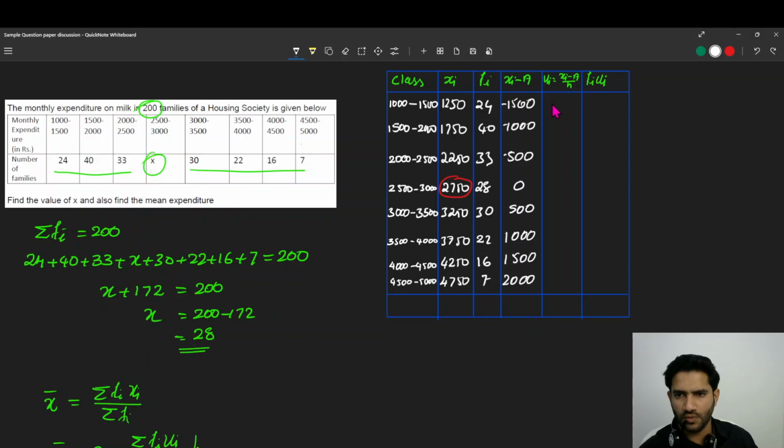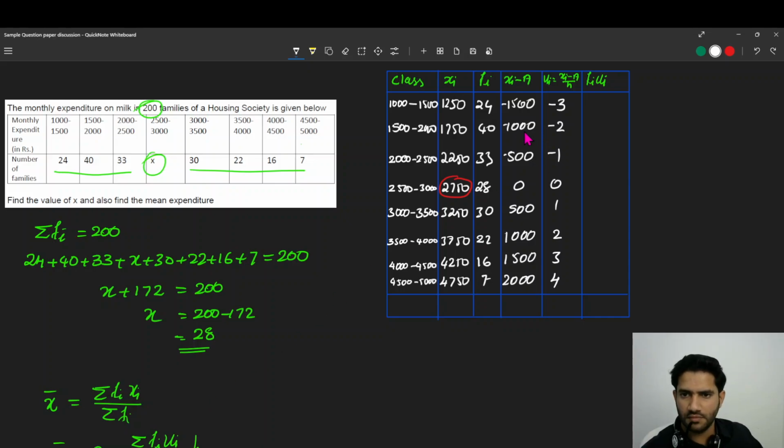So here we'll get minus 3. Look at here, the value is simplified. Here minus 2, minus 1, 0, 1, 2, 3, 4. So look at here, now we can easily multiply or divide the values. Now we want to multiply 24 into minus 3, 40 into minus 2, 33 into minus 1, 28 into 0. So small values we can easily calculate. We can easily multiply the values here.